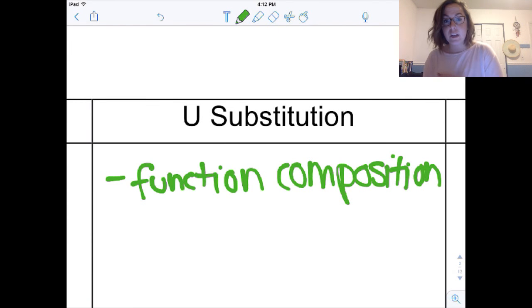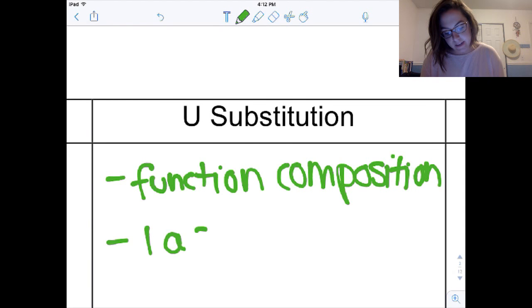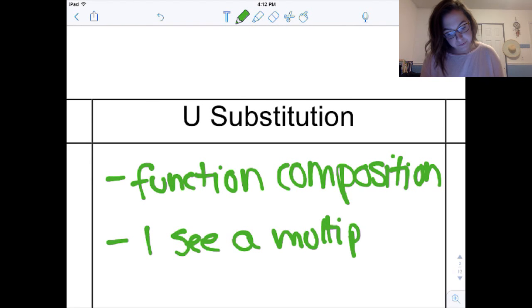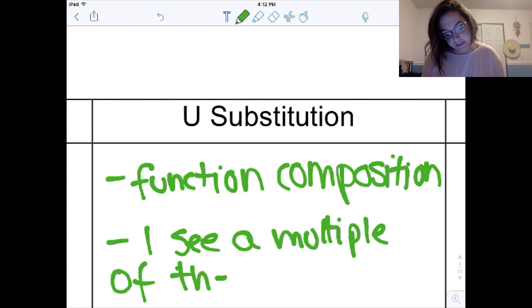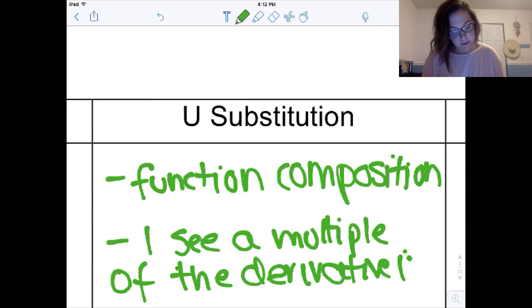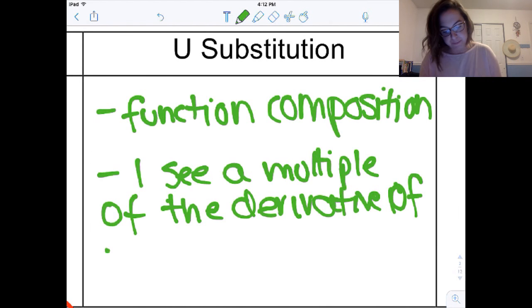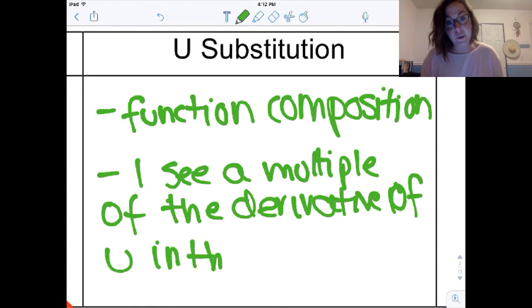The next thing I'm looking for with u substitution is I see a multiple of the derivative of u in my expression, because I need u and I also need du.